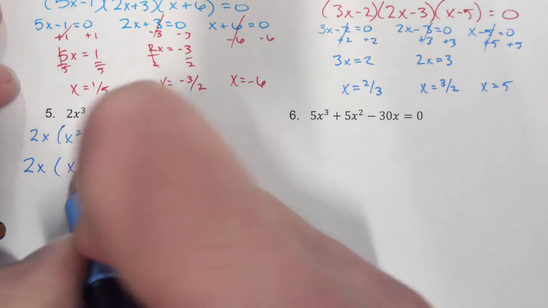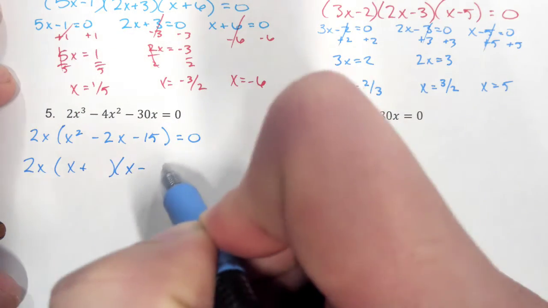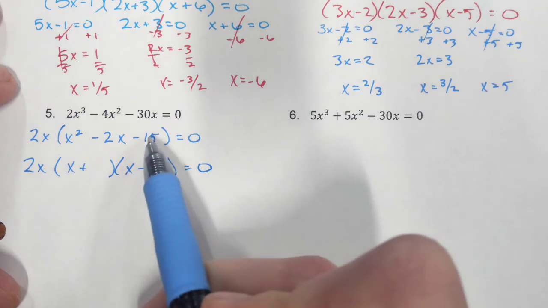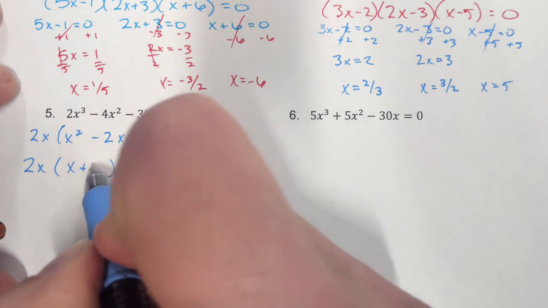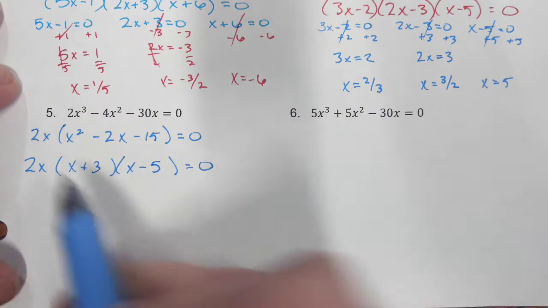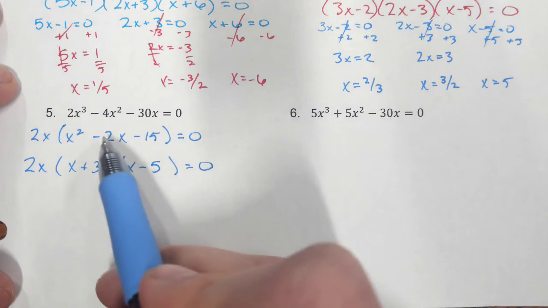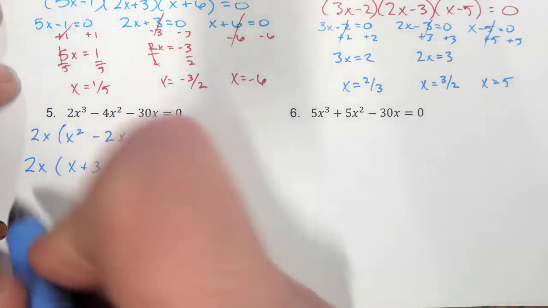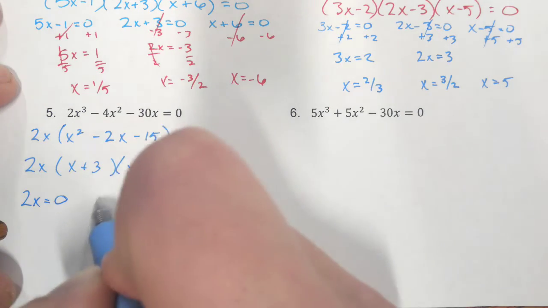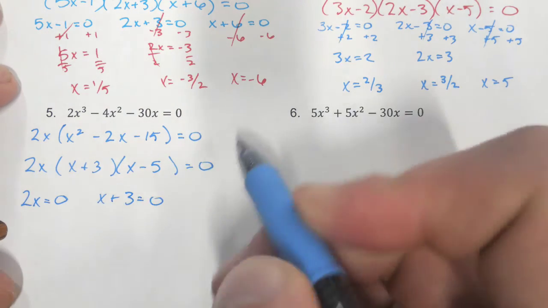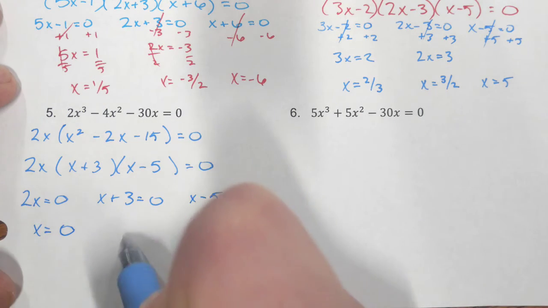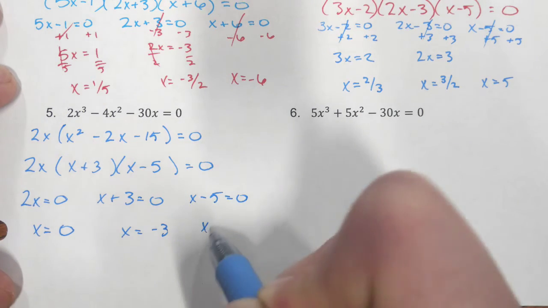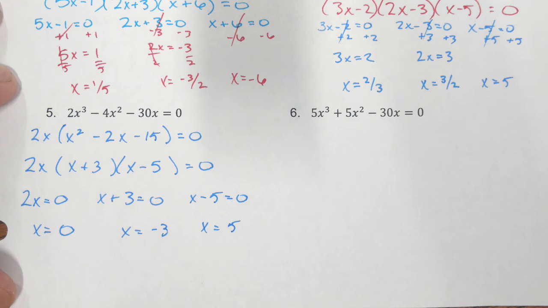My third sign's negative, so I'm going to have 1 plus and 1 minus. I'm looking at the factors of 15 that subtract to negative 2. That's going to be a positive 3 and a negative 5. 3 times 5 is 15. 3 minus 5 is negative 2. Take each factor, individually set them equal to 0. And x is going to equal 0, negative 3, and positive 5.